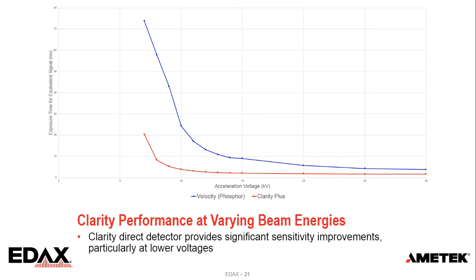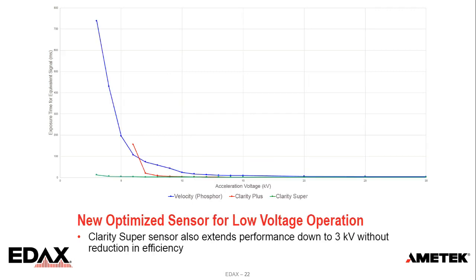So Clarity performance can go down to a very low number of electron doses. It also has higher sensitivity at low beam voltages, and the sensitivity improves as the voltage decreases. This is showing how the difference between a phosphor-based detector and a direct detector changes as the voltage decreases. This is what we call our Clarity Plus, which has performance down to about 6 or 7 kV. We also have the Clarity Super, a new improvement where we've improved the sensitivity down to 2 or 3 kV, with significant improvements in that lower voltage range.